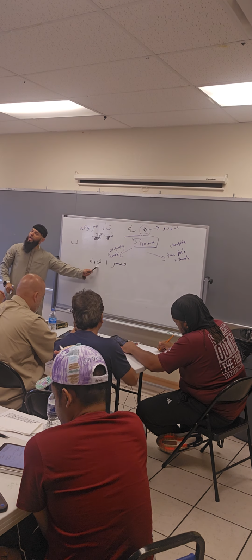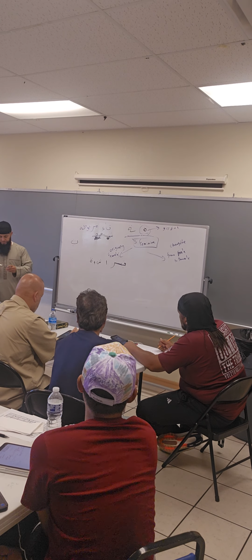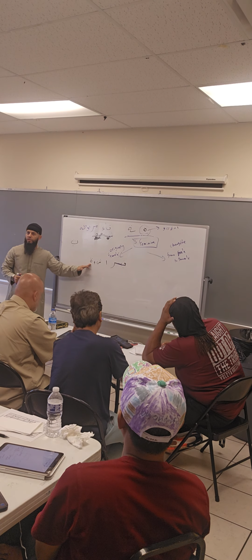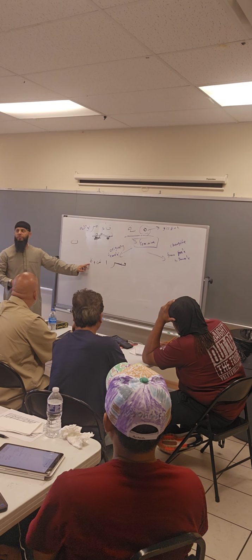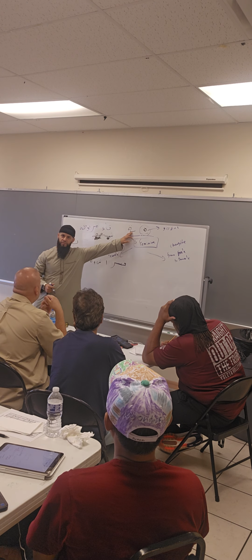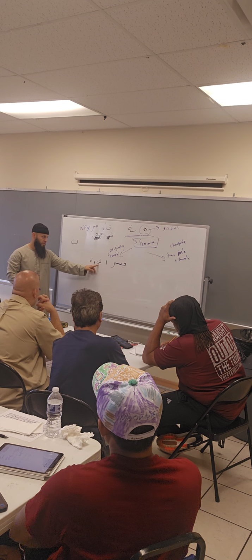Now, the sha and the ta marbuta, how do we connect them? Is there going to be a hand for the ta? Yes. What is the ta going to look like? It's going to look like the other one, not the round one, because they have a hand.